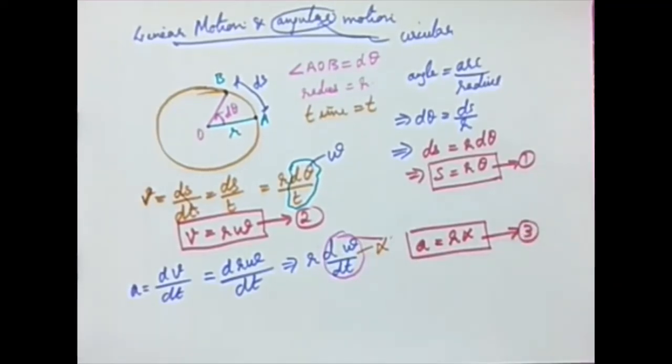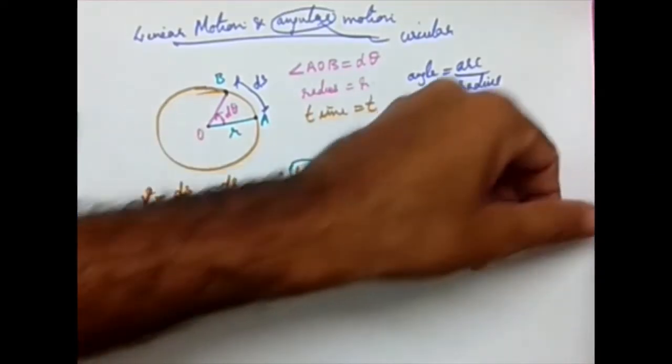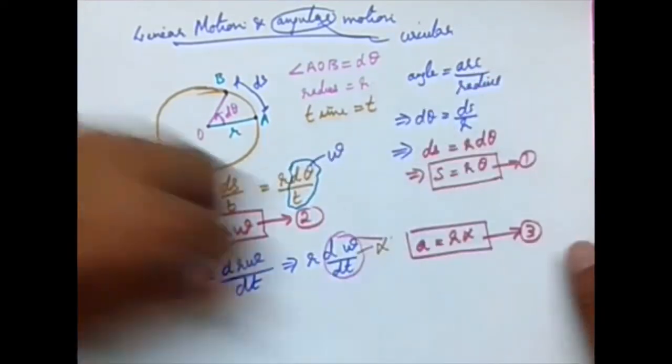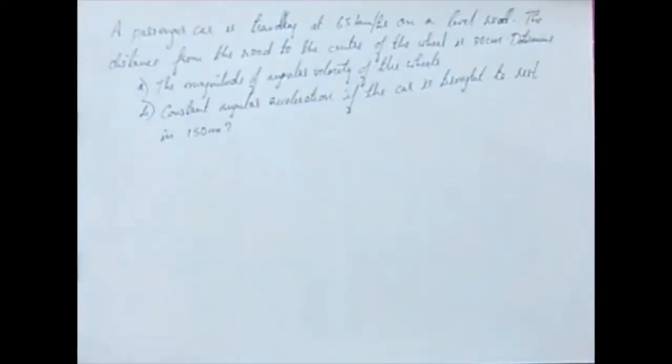These are the three relations which we are going to use when we are connecting linear motion with circular motion. There are going to be problems in the examination connecting these different things. So let's try one simple problem to understand the concept. I'm not so sure whether you are able to see the things clearly. I will read it for you, and I will share the final pages as a PDF so that it will be easy for you to read.